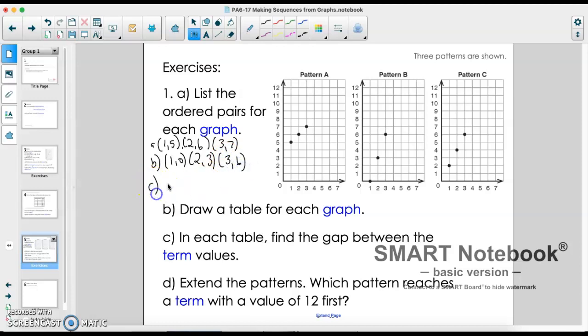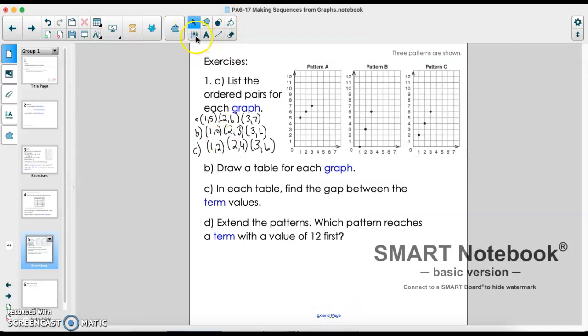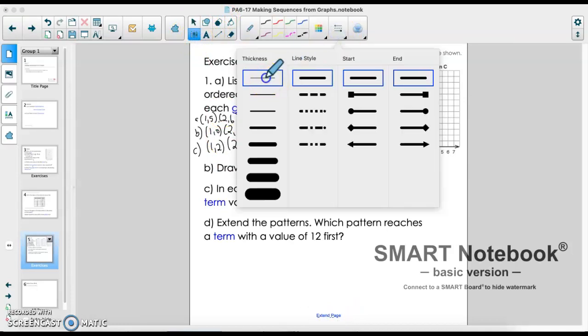And in C, I have (1, 2), (2, 4), and (3, 6). Then it says I can draw a table for each graph. I'm actually going to need to extend the page on that one. Make sure my line is thin again.